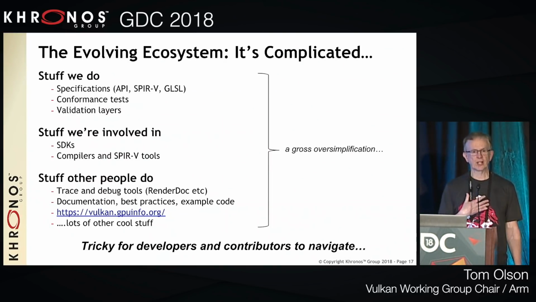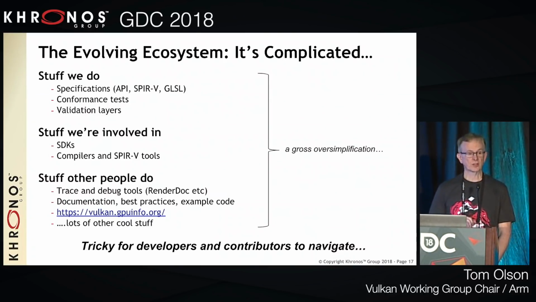There's stuff that is clearly our job. We write the specs. We write the conformance tests. And in future, we're going to write at least initial validation, although we think members are going to do a lot of that work as well. There's stuff that we're tightly coupled with, but that doesn't happen inside the working group, like the LunarG SDK, the GLSlang compiler, DXC, the SPIR-V tool chain.